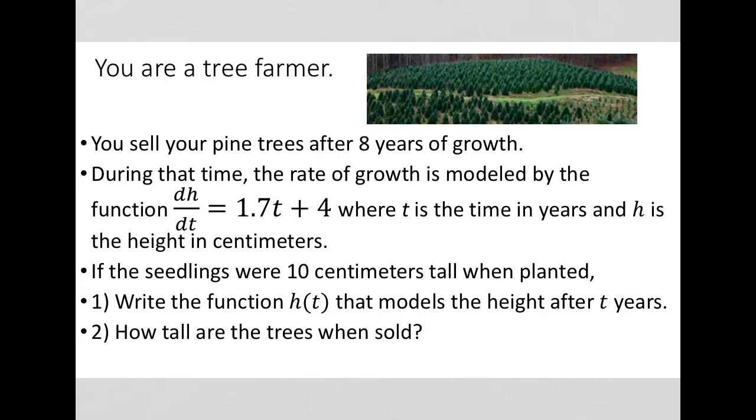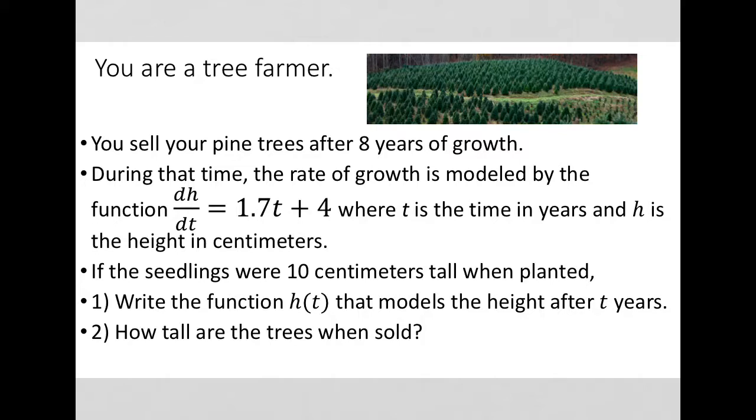So here's a problem. We are a tree farmer. We sell pine trees after 8 years of growth. During that time, the rate of growth is modeled by the function dh over dt equals 1.7t plus 4, where t is the time in years and h is the height in centimeters. We're told that the seedlings were 10 centimeters tall when planted, and we want to know how tall the trees are when they're sold, and what is the height function that models this tree growth.